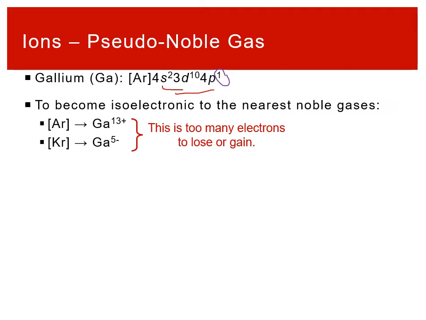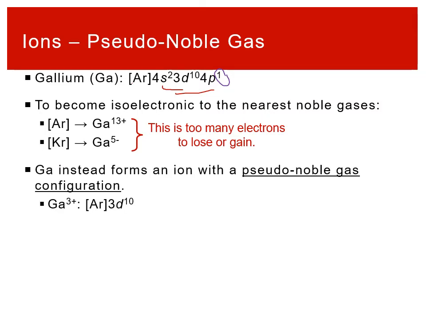Noble gas configurations do tend to be stable, but there would be a really high cost to removing 13 electrons, so it's not worth it. What happens instead is that gallium forms an ion with what's called a pseudo noble gas configuration. Pseudo means it looks like one, but not quite.